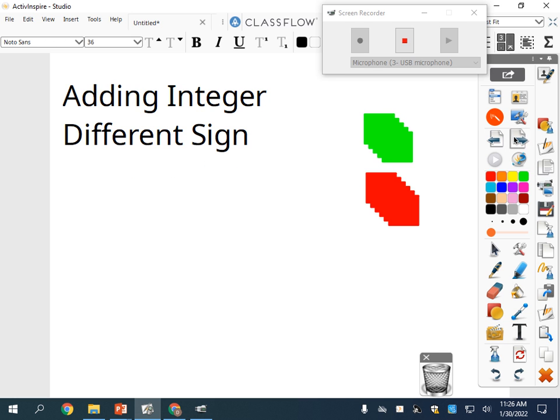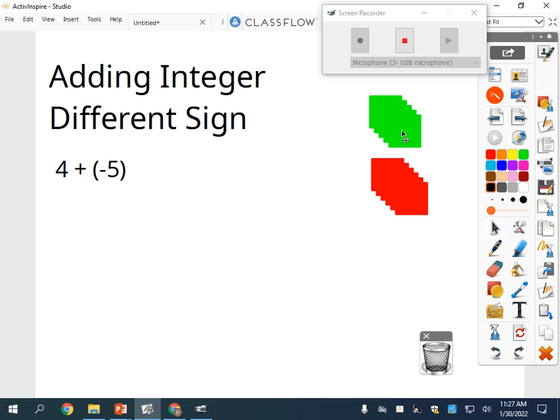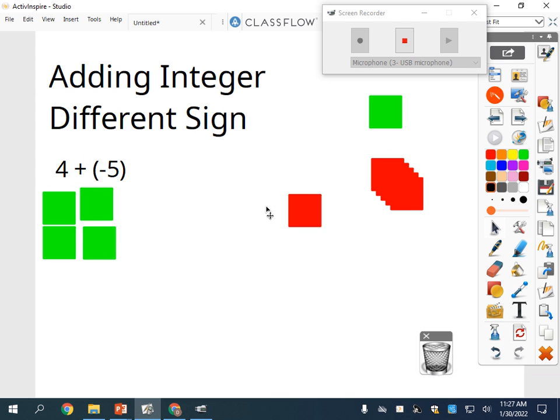Now let's move on to adding integers with a different sign. So this would be like 4 plus negative 5. Okay, so let's look at what that would look like with algebra tiles. So here's my positive 4. Okay, all right, here's my negative 5.